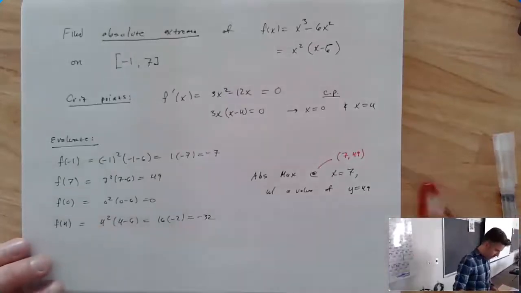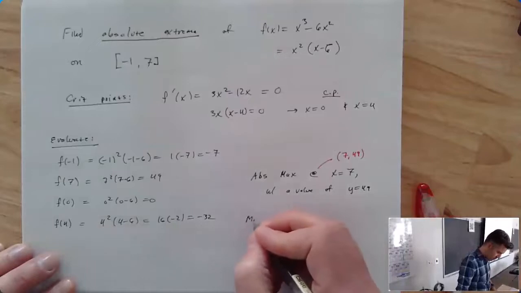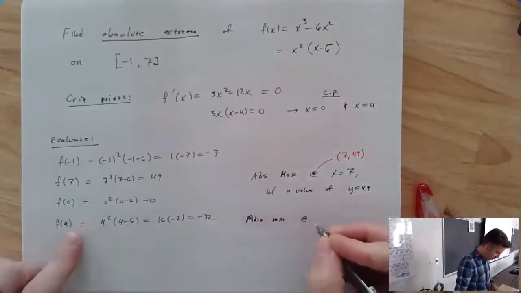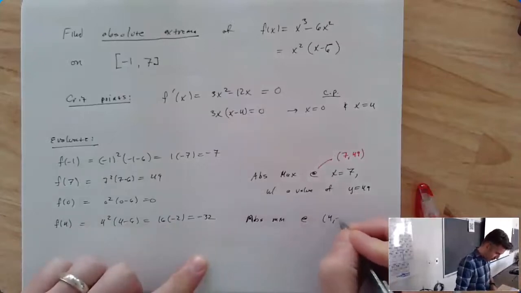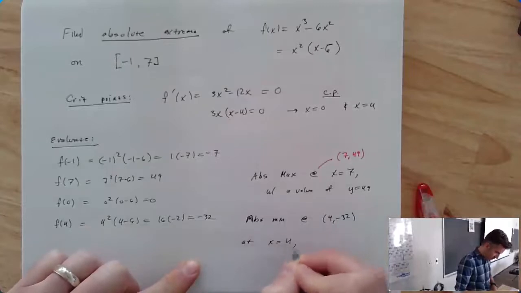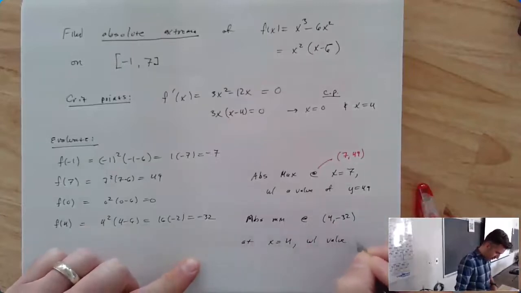And then our absolute minimum is going to be occurring at the point 4 comma -32. Or if you prefer, at x equals 4 with value y equal to -32.